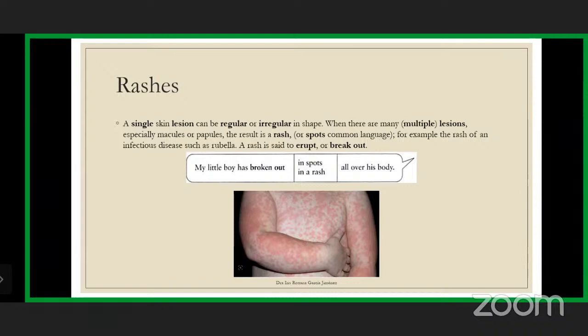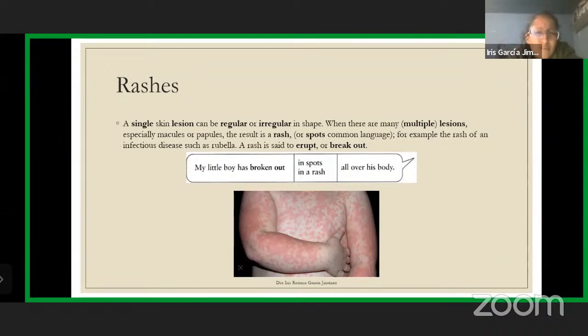And we have this bubble showing us how patients could express this. "My little boy has broken out" is the verb, the phrasal verb that we are commonly using for these expressions, for showing this situation. That's why it's important for us to consider this and take it into account in order to work on it, and don't forget how we can listen to this idea, this situation, from patients.